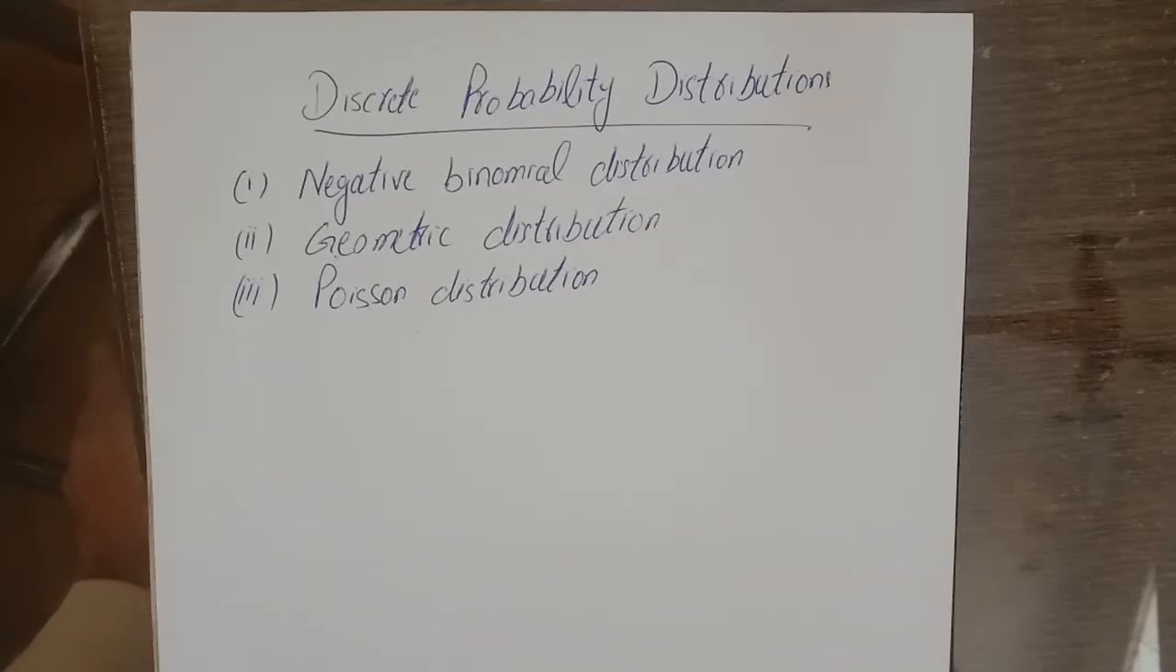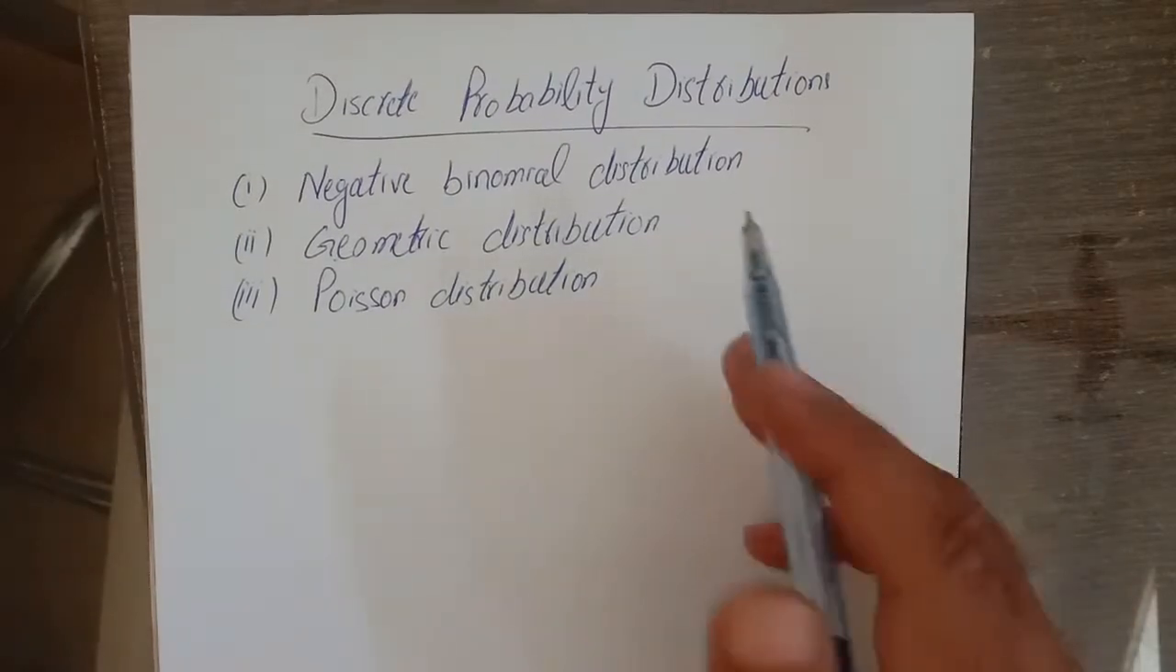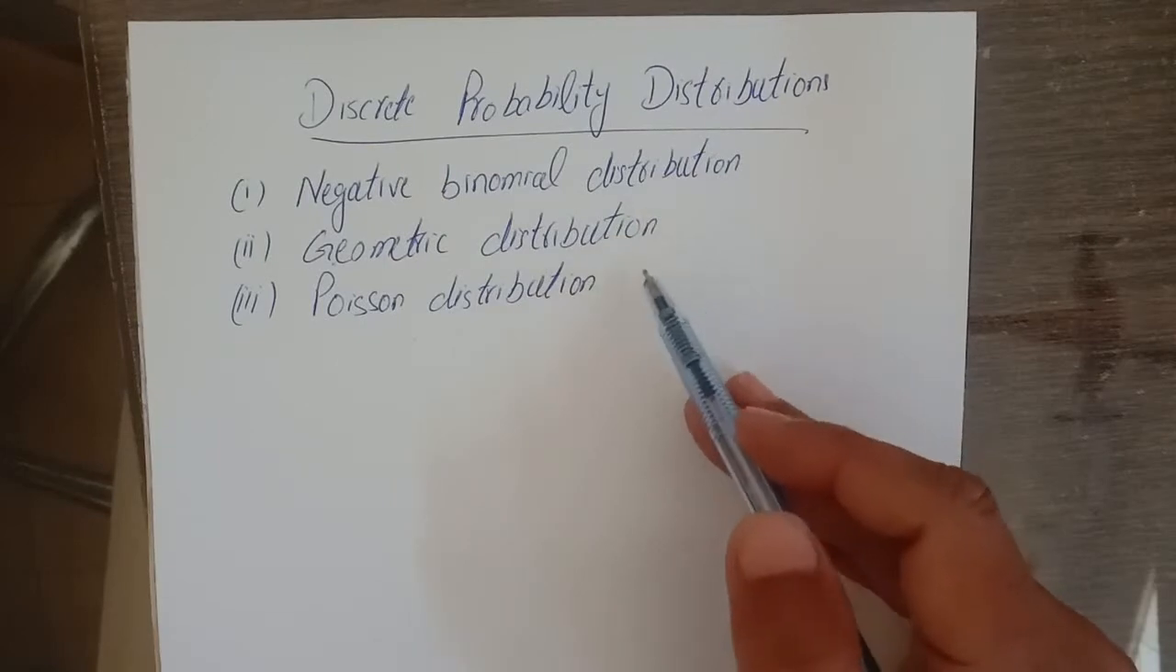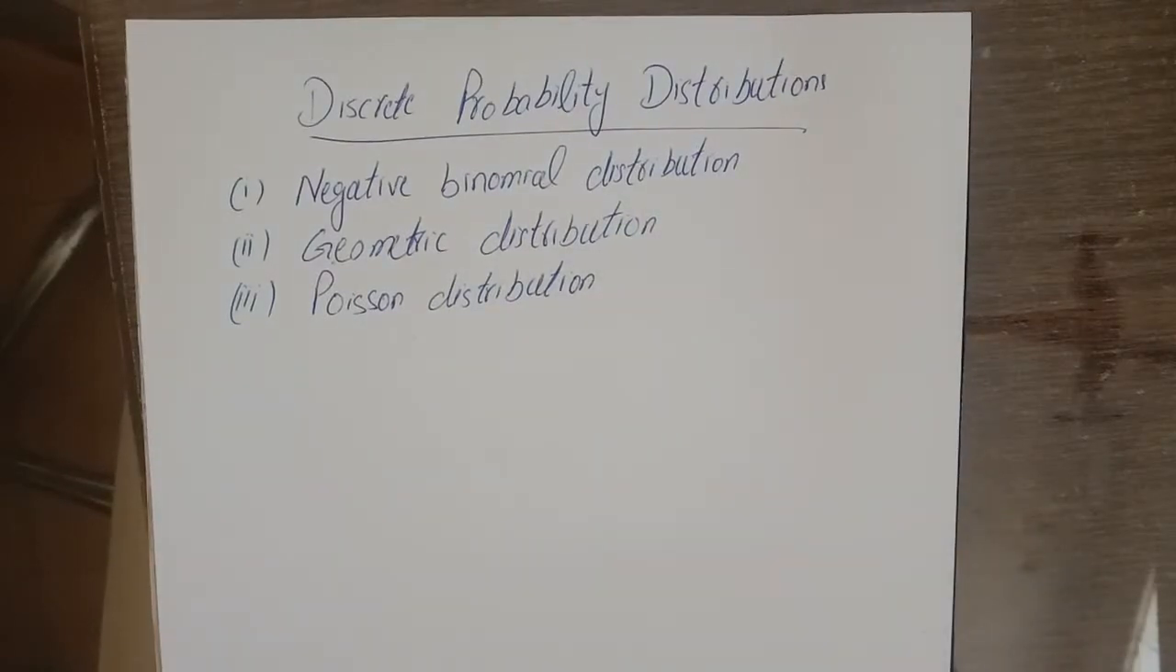This lecture is about discrete probability distributions, in which we will be looking at negative binomial distribution, geometric distribution, and Poisson distribution one by one. Previously, we have looked at the uniform distribution, binomial distribution, and the hypergeometric distribution.